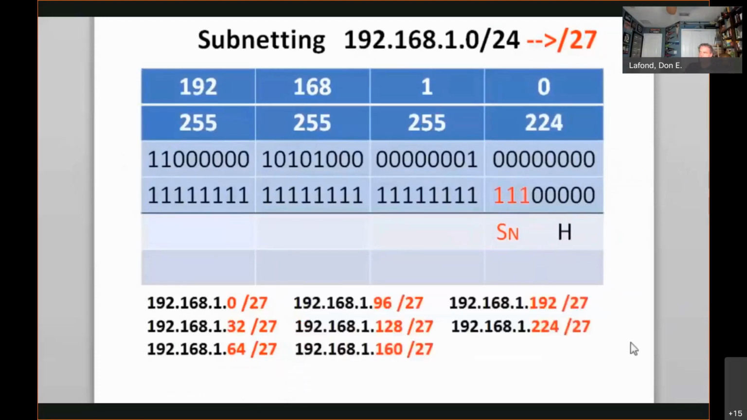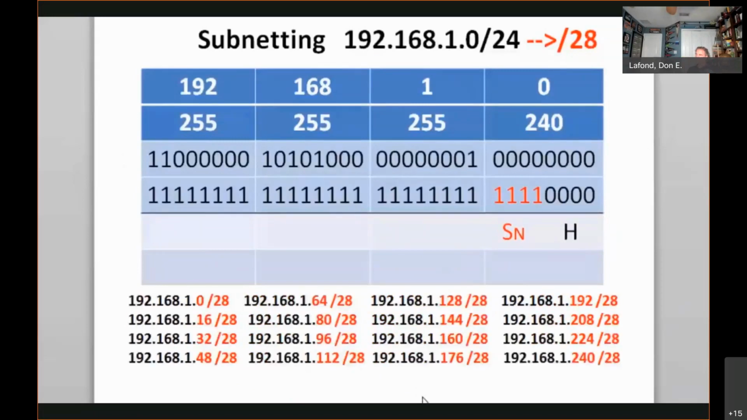If I borrow 3 subnetwork bits, I now have a /27, so it goes from /24 to /27. I have 3 subnet bits. 2 to the 3rd power is 8. 2 times 2 times 2 is 8. And you can see that I now have 8 subnetworks created from the original 192.168.1.0 network. Each subnet is now /27. Notice that there are now 32 hosts, or 30 usable hosts, per subnetwork.